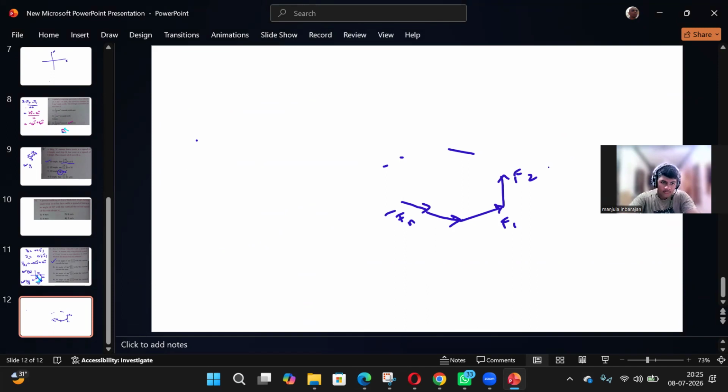Similarly, I can also draw this for a triangle. If you have three forces, F1 and F2, say F2 like this, and F3, if it forms a closed triangle, then the net force is zero.